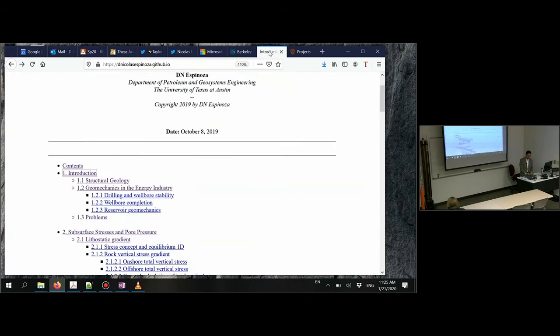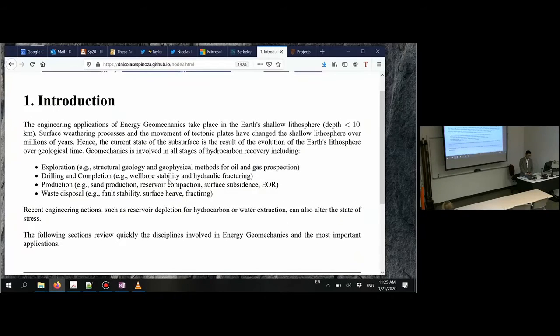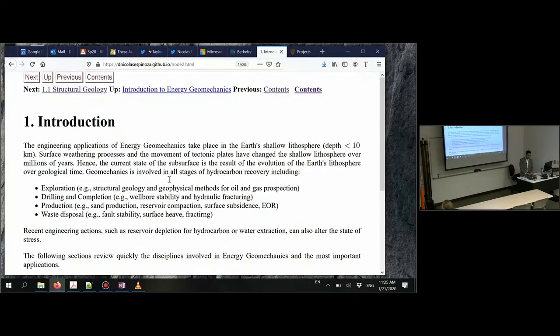So here we are in chapter number 1, and we're going to start talking about the introduction, about petroleum geomechanics. And as you will see here, I call it energy geomechanics. All right, so geomechanics in petroleum engineering is almost everywhere. It is present when you start on exploration, it's present in drilling, it's present in production, and it's also very useful when you have to get rid of some of the waste generated by our industry.